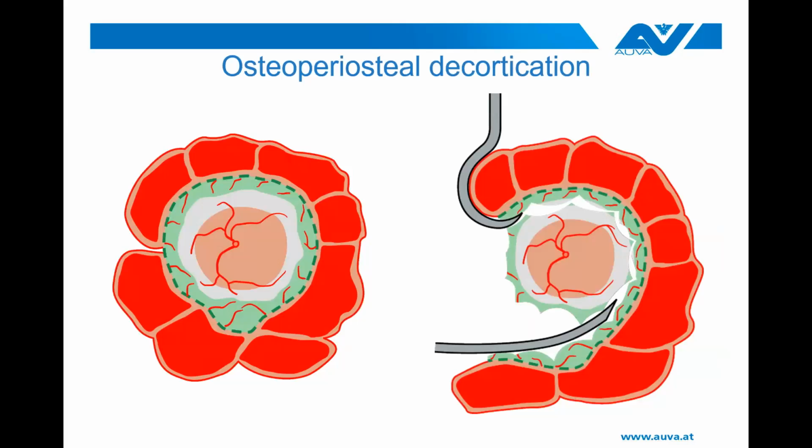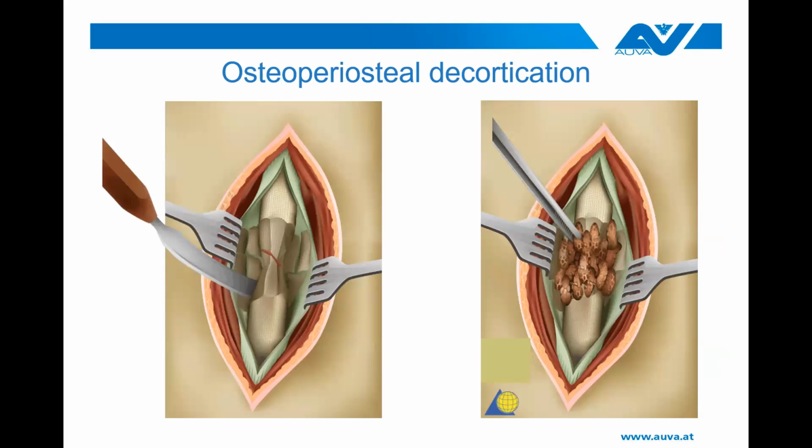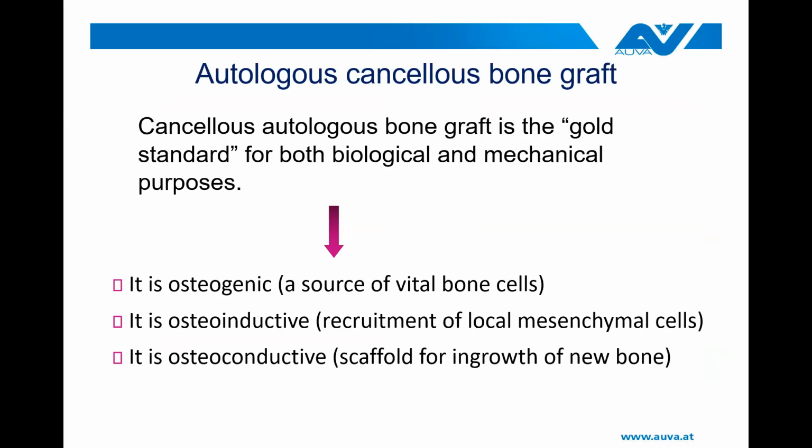A crucial technique is the osteoperiosteal decortication. You have to open the bone to bring the healing and the nutrition into the healing site. These pictures describe how this decortication is performed. You have to go into the core of the bone, and then you can do the allograft on this site. What to use in autologous cancellous bone graft? You can use this for osteogenic, osteoinductive, and osteoconductive matter, and this is very smart.